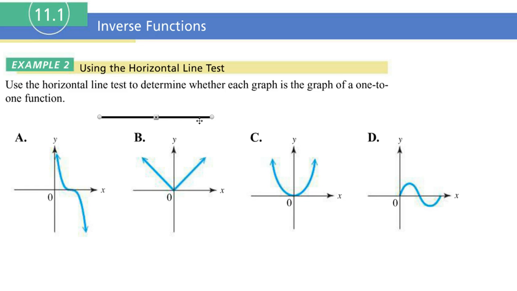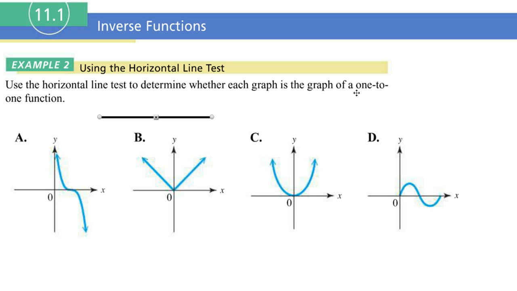In this example, we're going to use the horizontal line test to determine whether each graph is a one-to-one function. Before we jump into that, because it is a really simple process, I just want to go over why we would even use a horizontal line test.